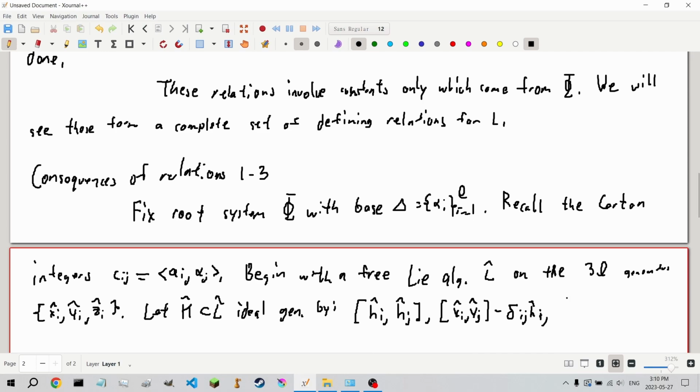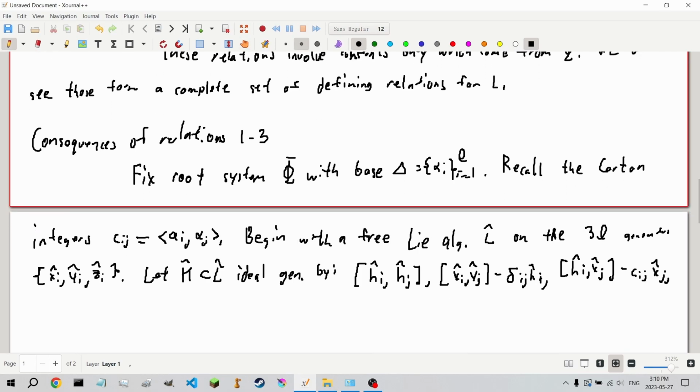And likewise with the Cartan integers, we can write h hat i with x hat j minus the Cartan integer c_ij times x hat j, and h hat i bracketed with y hat j plus c_ji. Oh, the other one should have been c_ji too, c_ji, and this should be a y hat j.